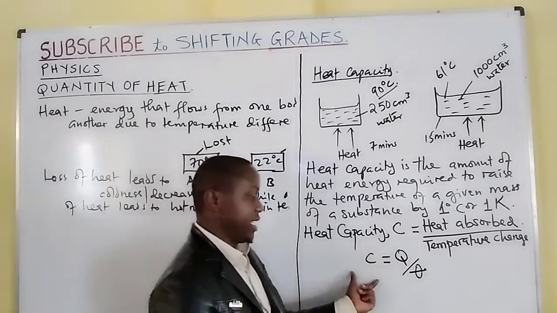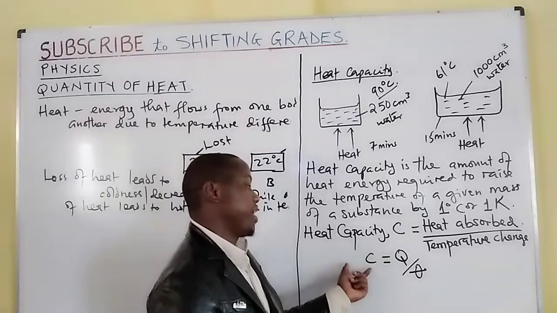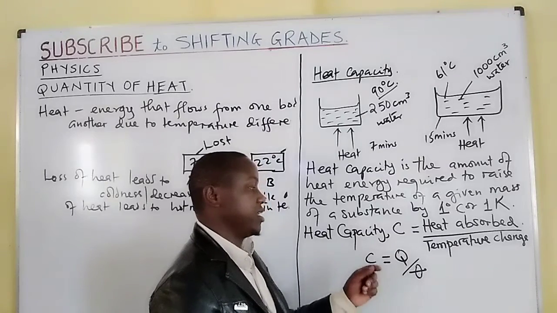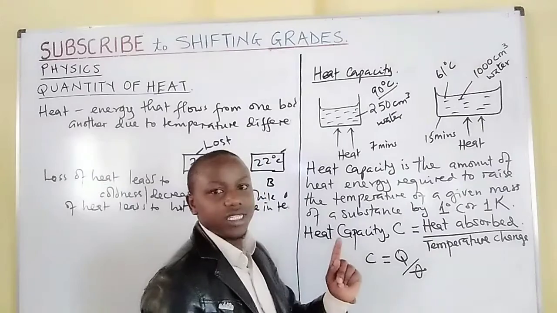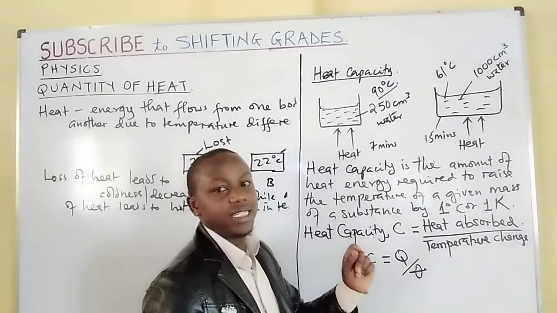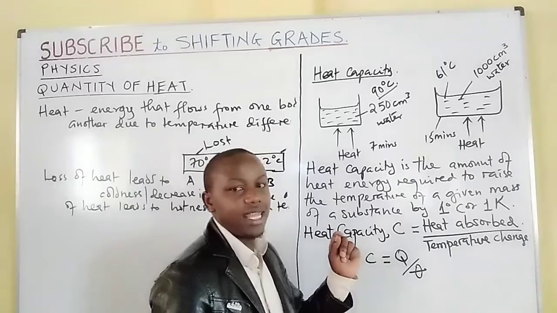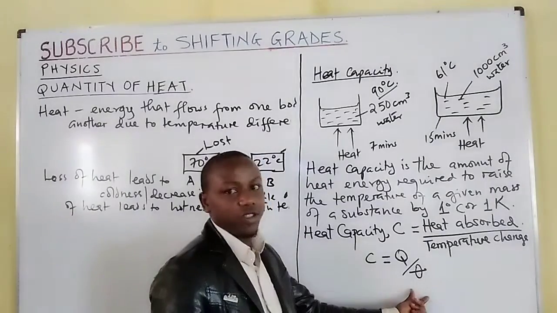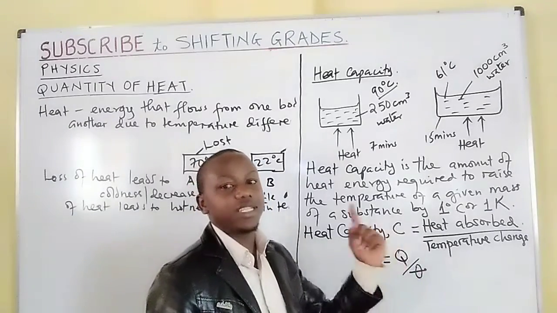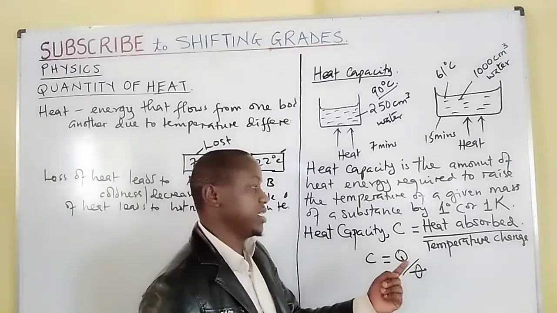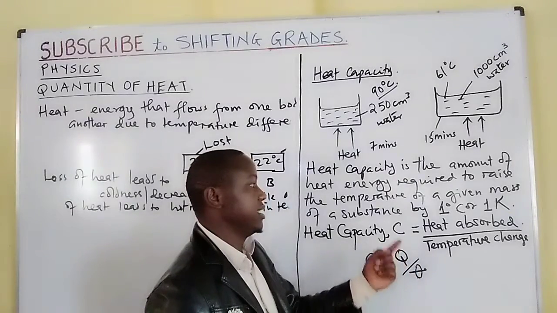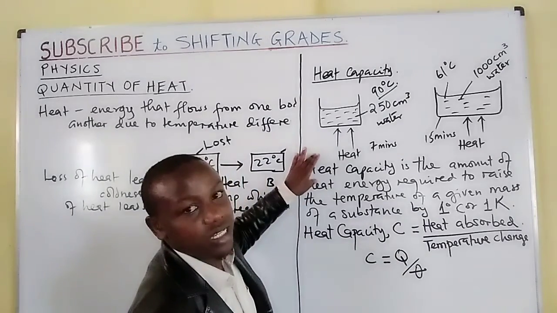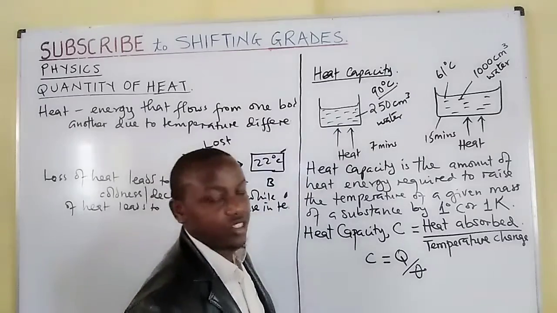Therefore, for us to know the heat energy which is used to raise the temperature per unit, either a degree Celsius, we divide by the change in temperature, so that we know the heat which has been required for a single unit. And the heat required to raise the temperature of a given mass by a single unit is what we call the heat capacity of the given substance.